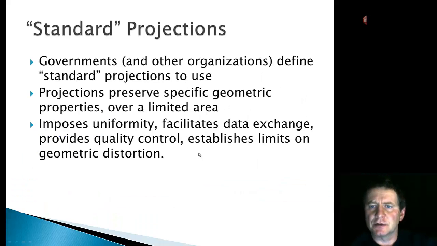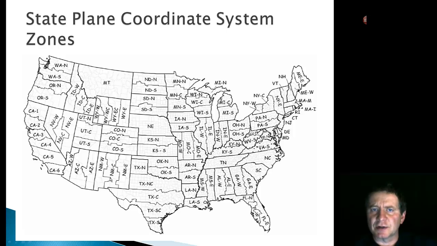Okay, a little more about projections. Standard projections. Government organizations define standard projections for their particular areas. So you've got geometric properties that have been defined in order to limit distortion, and it imposes some requirements that you have uniformity for data exchange, quality control, and geometric distortion in a particular area that an entity would be interested in.